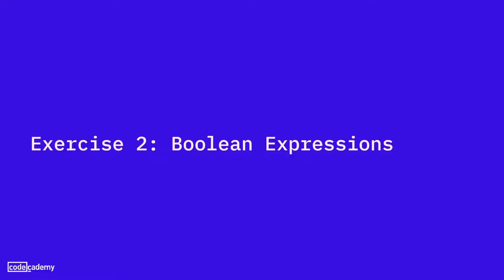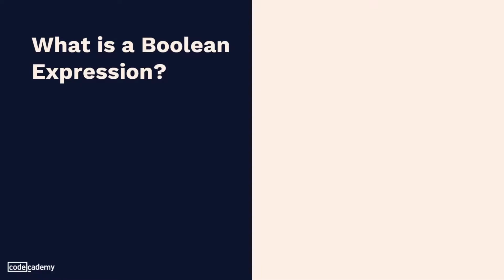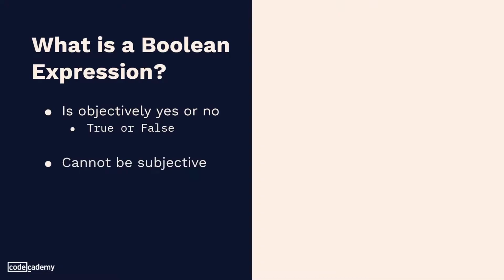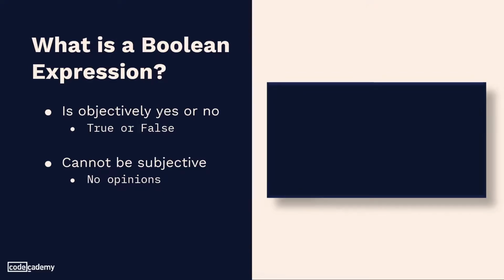Exercise number 2, Boolean expressions. In this exercise, we'll talk about what a Boolean expression is and what does and doesn't qualify as a Boolean expression. So what is a Boolean expression? A Boolean expression is a statement which has an objectively yes or no answer. In Python, this is represented by a true or false value. Boolean expressions cannot be subjective statements, such as opinions. Let's take a look at some statements on the right to determine whether they are Boolean expressions or not.